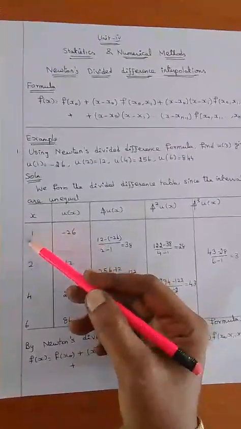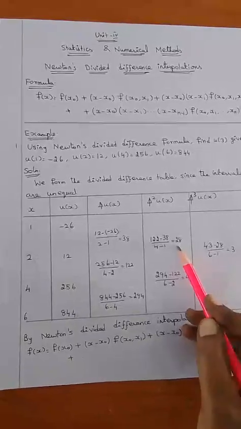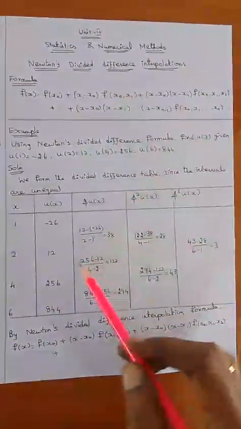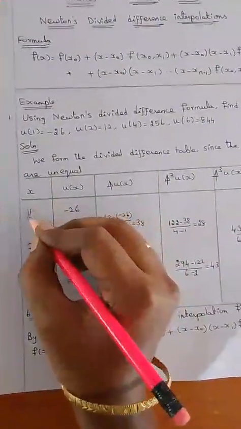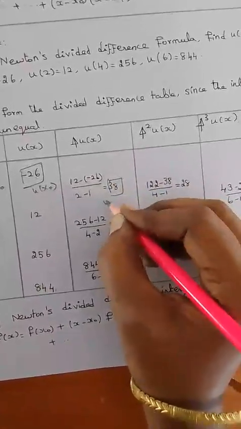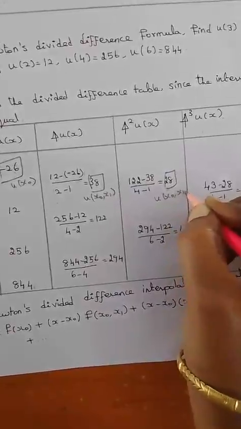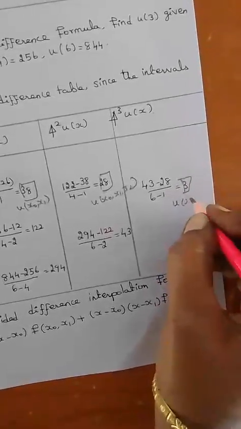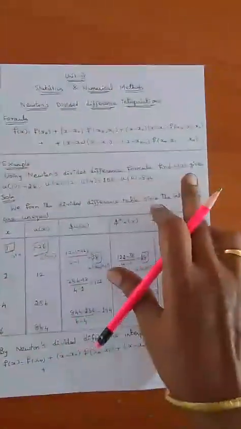So this is our x naught, this is u of x naught, this is u of x naught x1, then u of x naught x1 x2, and u of x naught x1 x2 x3. In the formula we have f, but they give the function in u, so you can rewrite the formula in terms of u also.